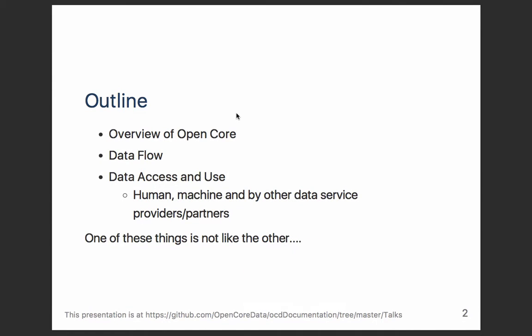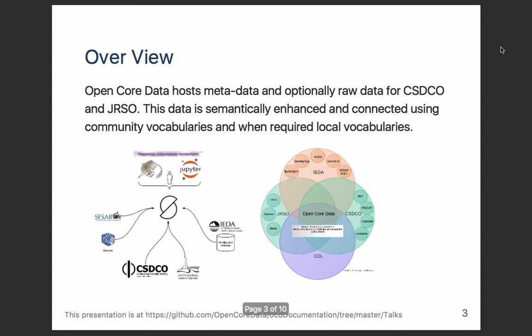Just to give you a quick overview or outline of what this screencast will cover, we'll be looking at a brief overview of Open Core Data, then discussing a little bit about the data flow, focusing a lot on the data flow into the system, and then talking about the data flow out of the system, the access and use of the material or the holdings of Open Core by humans and by machines. We'll also discuss a little bit about domain-specific data partners and access to subsets of the data that Open Core deals with on behalf of the facilities. So let's go ahead and get started.